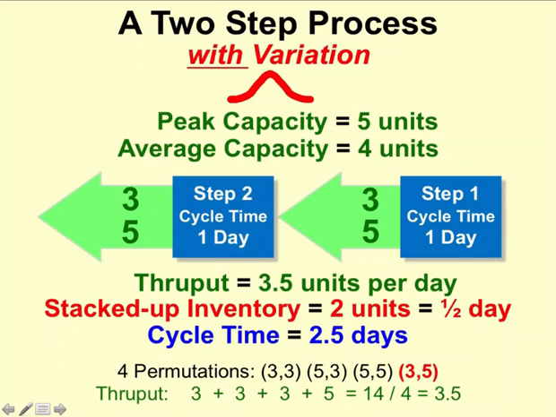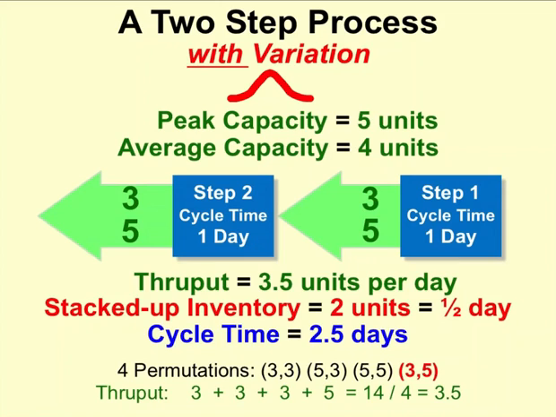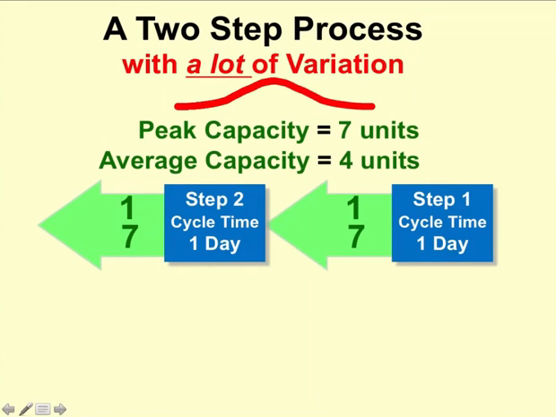This is getting ugly, and it doesn't make sense. The capacity is actually higher, but the average capacity is the same, but the process capability is worse, and throughput went down, inventory stacked up, cycle time increased. This is not a pretty picture. Now we'll do the same thing with throw the dice. We'll have 7 units of capacity. But the average varies between 1 and 7, but the average is still 4. 7 and 1 is 8, divided by 2 is 4.